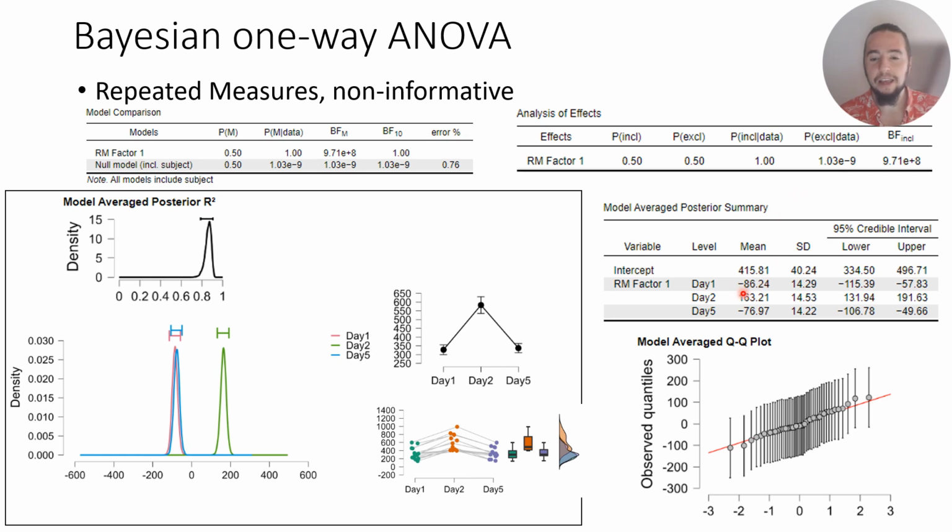Now we have the means and credible intervals of all the three levels of our factor, that is day 1, 2, and 5. And as you can see here, day 1 and day 5 are negative, but day 2 is very, very positive. So the posterior distributions all are very narrow. So as you can see here, there is basically a super overlap between day 1 and day 5, but day 2 is way, way higher. You can see that in this plot that is more simplistic and in the descriptive information here.